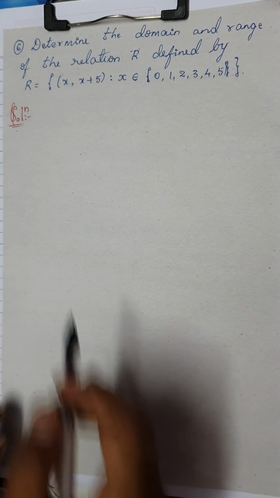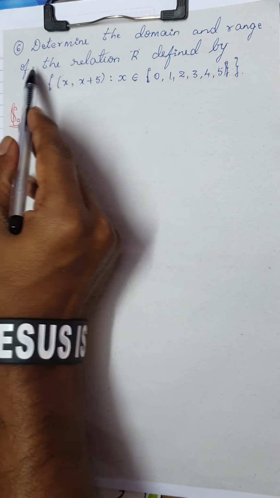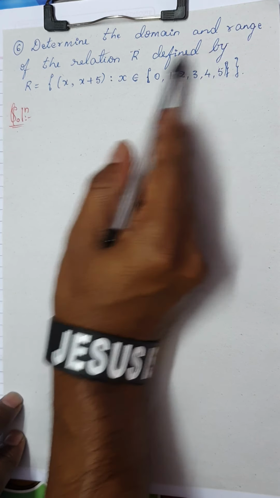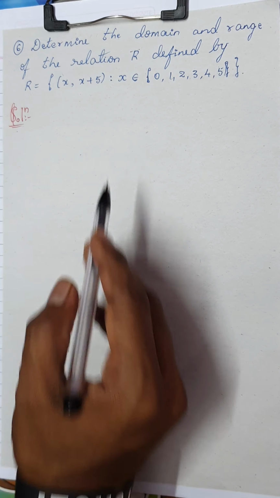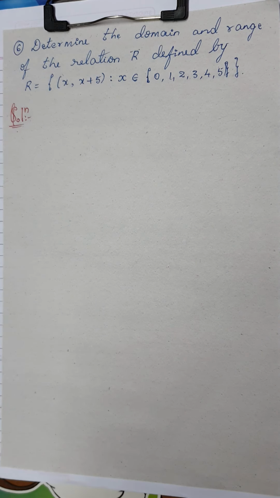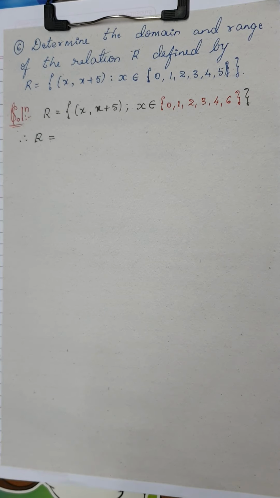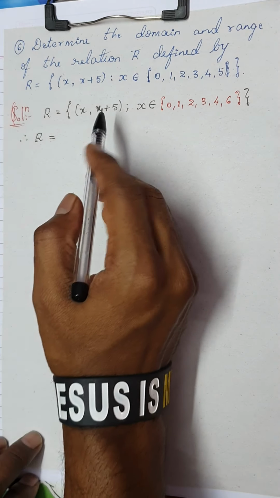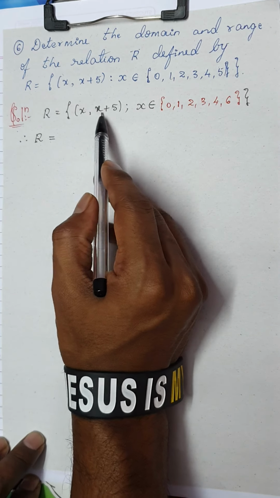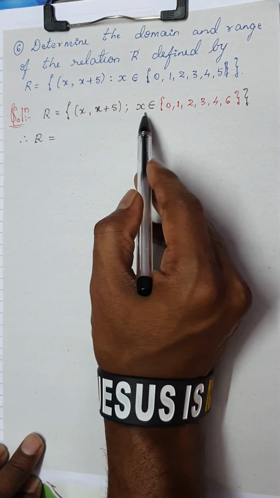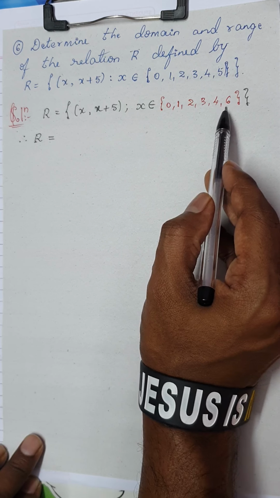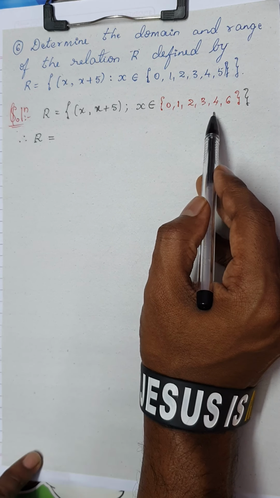Question number 6 reads like this. Determine the domain and range of the relation R defined by, he has given a relation. Let's write the relation and write its domain and range. Dear students, look at this question now. Relation R is equal to every (x, y), so instead of y he has given x plus 5, such that, now here itself he has given the set. Please be careful. That's why I have given it in red color.